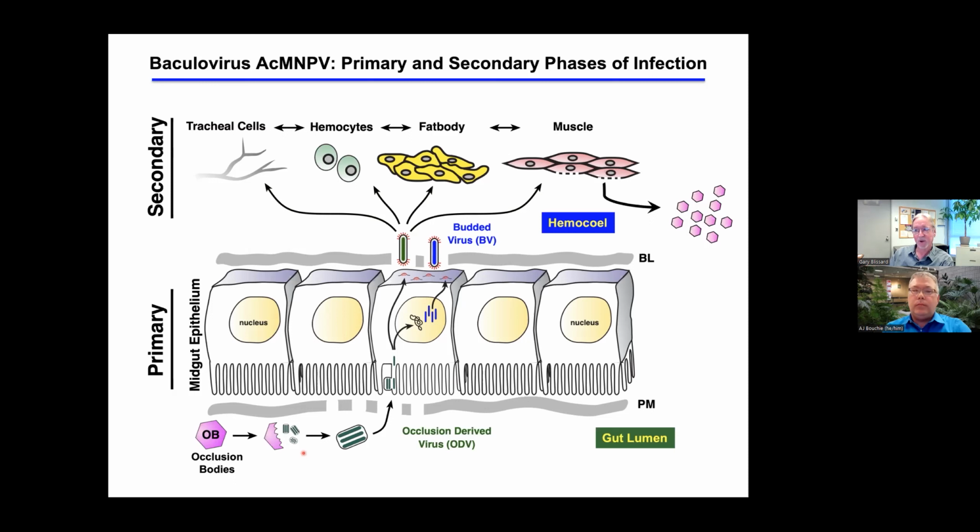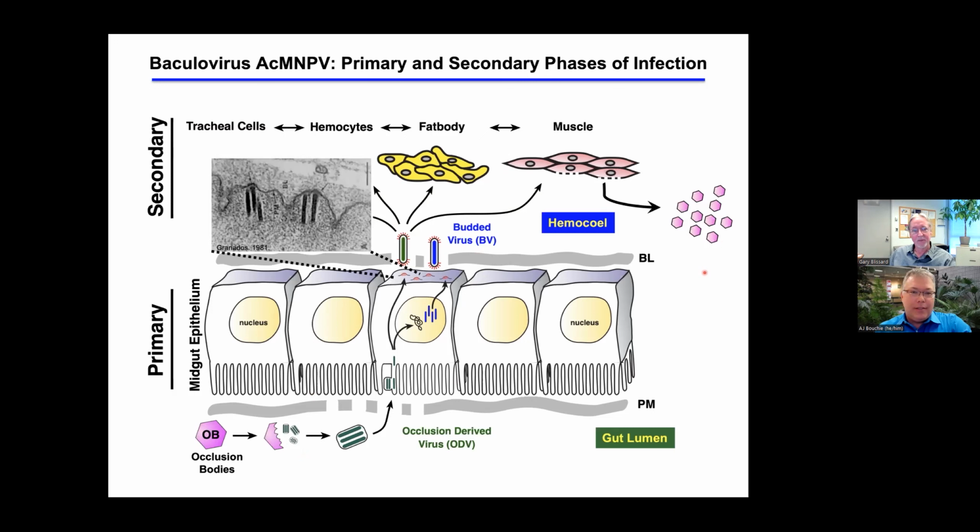And once the animal becomes infected, it makes this budded form of the virus, which spreads the infection from cell to cell within the infected animal. So two very different functions. And at the end of the infection in the secondary phase, these cells make huge quantities of the occluded form of the virus. And the animal breaks down and it releases them into the environment. And that sort of completes the circle of the infection cycle.